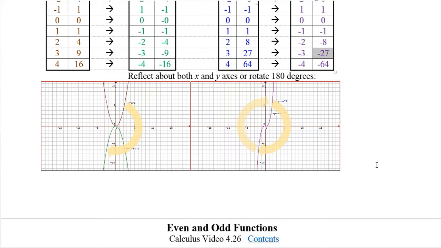And so that's symmetry with respect to that rotation. And when we're talking about 180 degree symmetry about a point, we say that has symmetry about that point, so we call this origin symmetry.